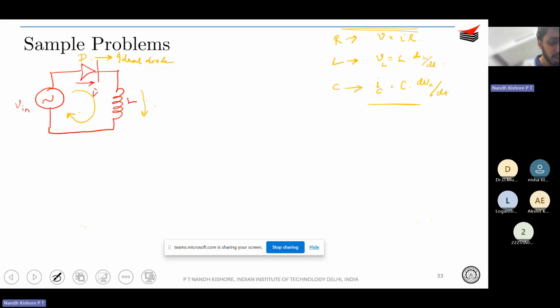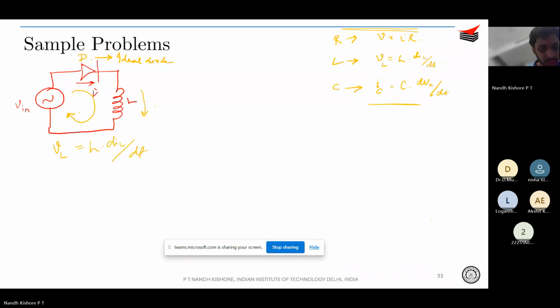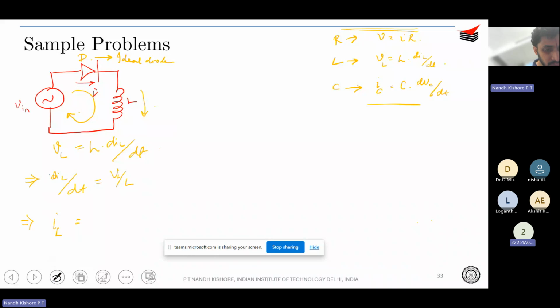So you know that VL is equal to L dIL by dt. Which means that your dIL over dt is going to be VL by L. So can anyone tell what will be IL? For getting IL, what we do is we integrate on both sides. So what will I get if I do this?